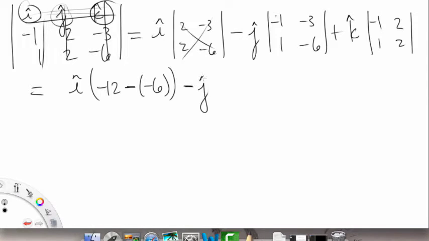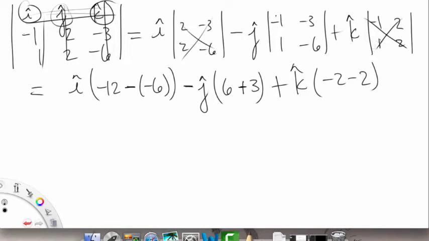And then minus J hat, and we have a -1 times -6 is a +6 minus a -3, so that'll end up being a +3, right? And then we have our plus K, and that's times -2 minus a +2. Okay?